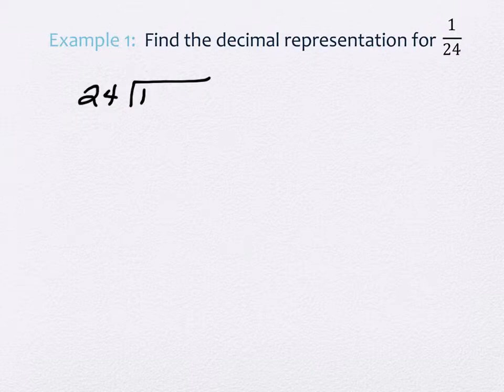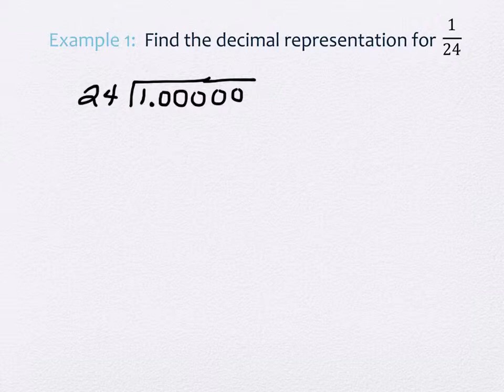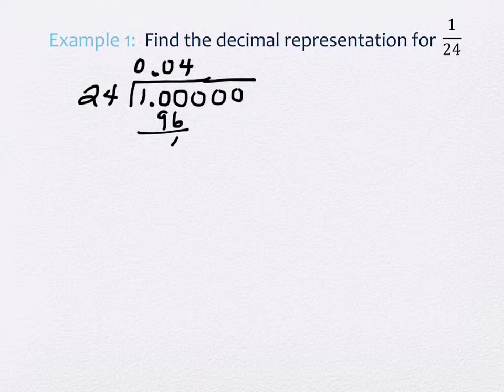Okay, so we're going to do an example. Example number 1 says to find the decimal representation for 1/24. So we're going to divide the number 1 by the number 24. And clearly, as it is right now, 24 doesn't go into the number 1, so we're going to put in a decimal point and several zeros. We'll move the decimal up to the top. And 24 does not go into 1 or into 10, but it does go into 100. So 24 goes into 100 4 times. 4 times 24 would be 96, which gives us a remainder of 4.